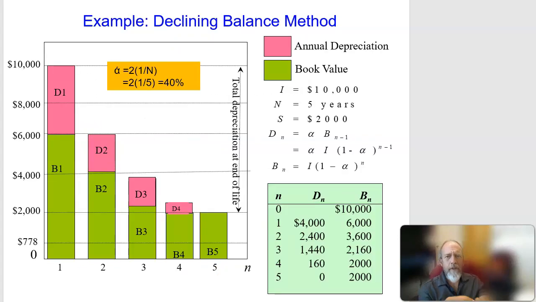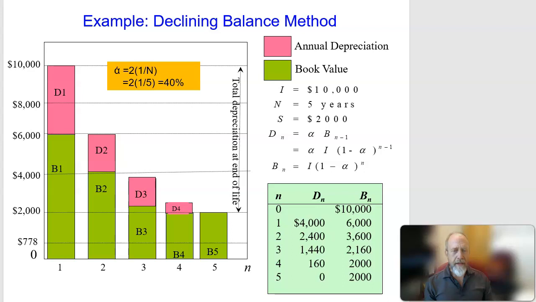Same thing that you had before, but in this case, I is 10,000, S is 2,000, so it's $8,000. You've got a book value of $10,000 at the very beginning. Now, 2 times 1 over n is going to be 40%, 0.4. Now, 0.4 times the initial book value of the item in year 0, which is $10,000, is $4,000, 40% of 10,000. So that is the depreciation in year 1. Not a problem. Subtract that 4,000 from the book value. Now you've got 6,000 left in the book value.